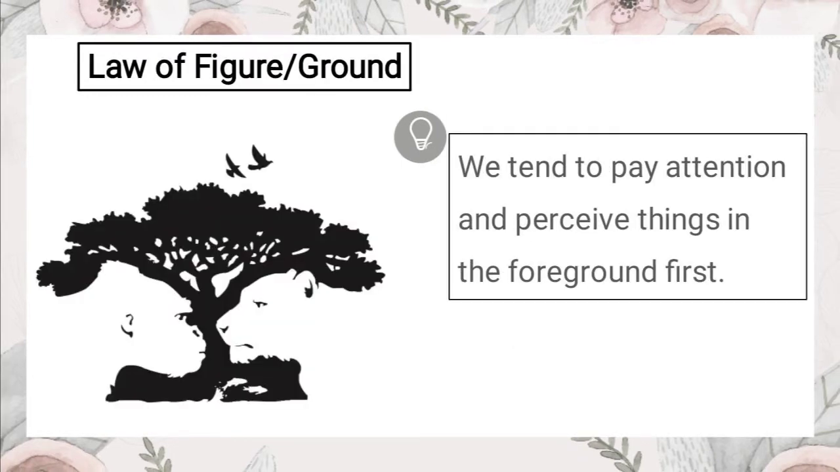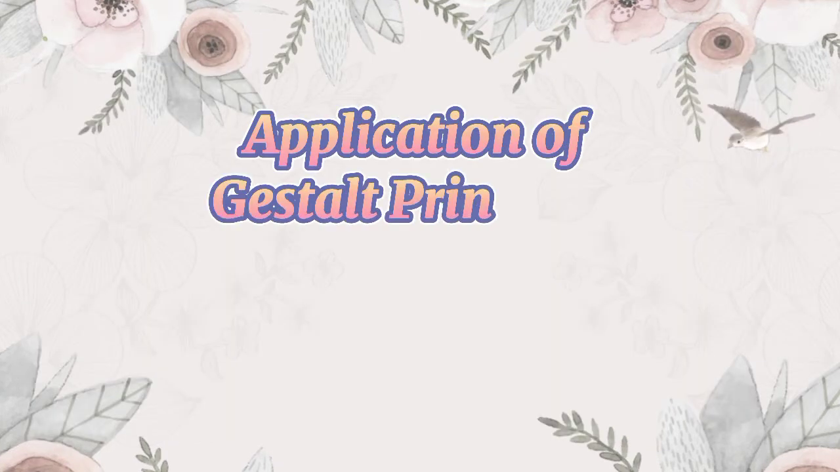And lastly, law of figure or ground. We tend to pay attention and perceive things in the foreground first. A stimulus will be perceived as separate from its ground. Application of Gestalt Principles to teaching and learning process.